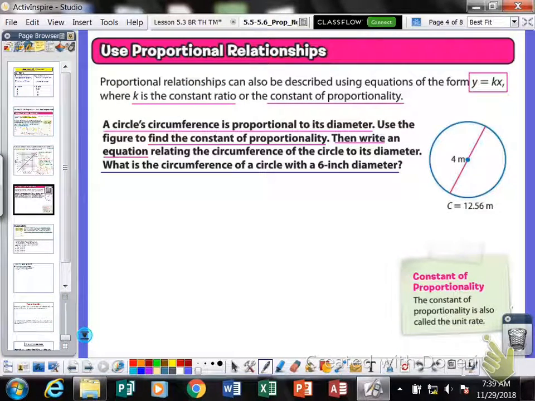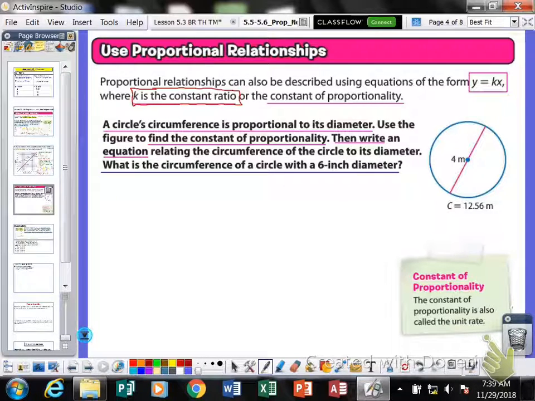Proportional relationships can also be described using equations of the form y equals kx. So y equals kx is a way that we show proportional. K is the constant ratio. I'm not sure why they use K, but that's just what they use. So K is the constant ratio, or the constant of proportionality. So K is the constant. I know, why don't they use C? But they don't.